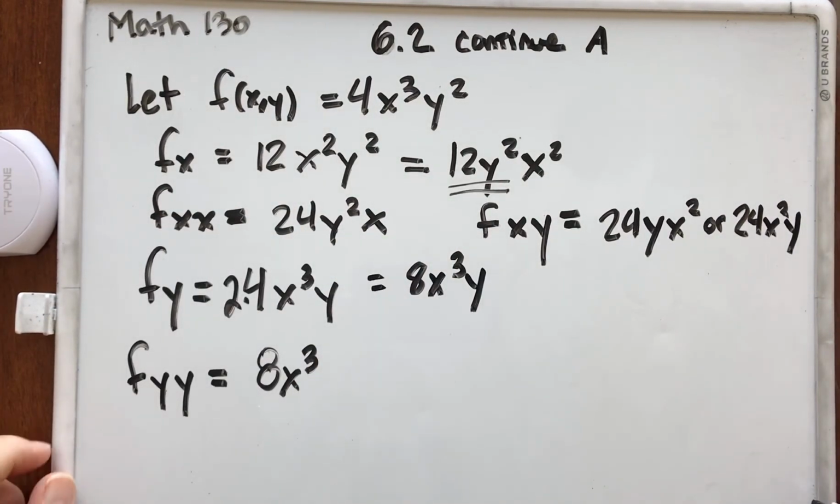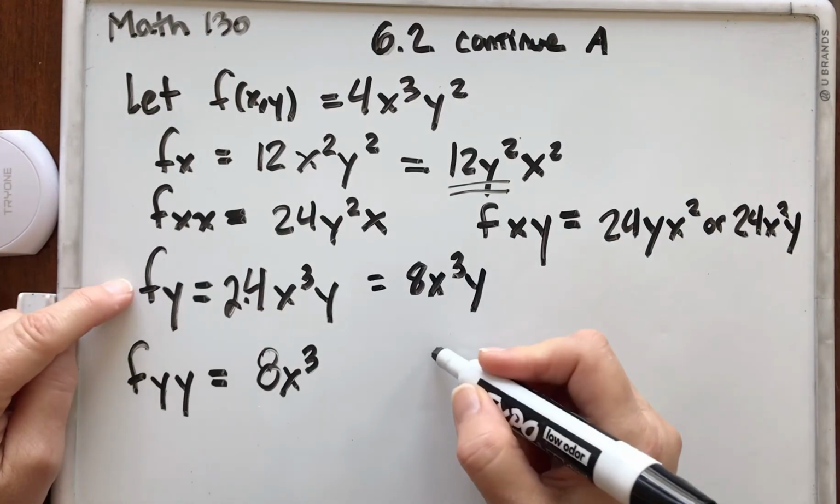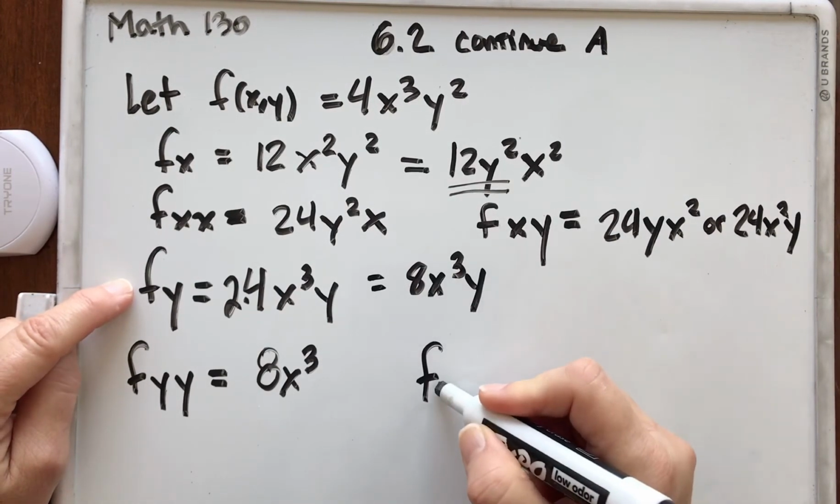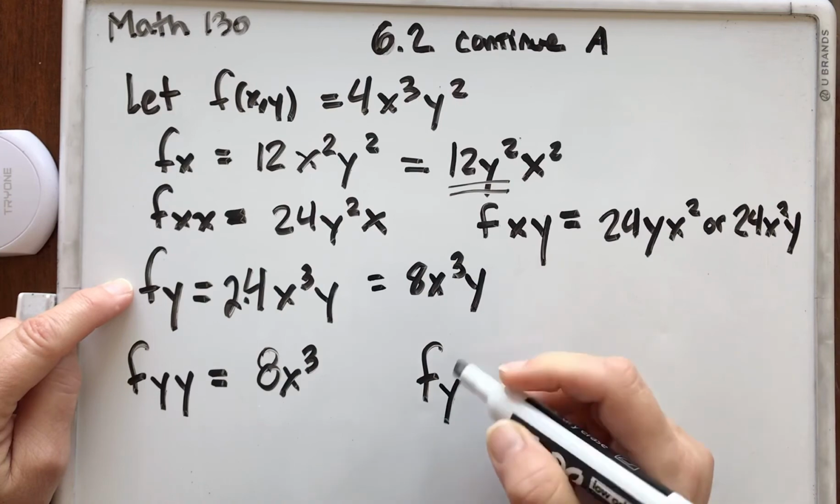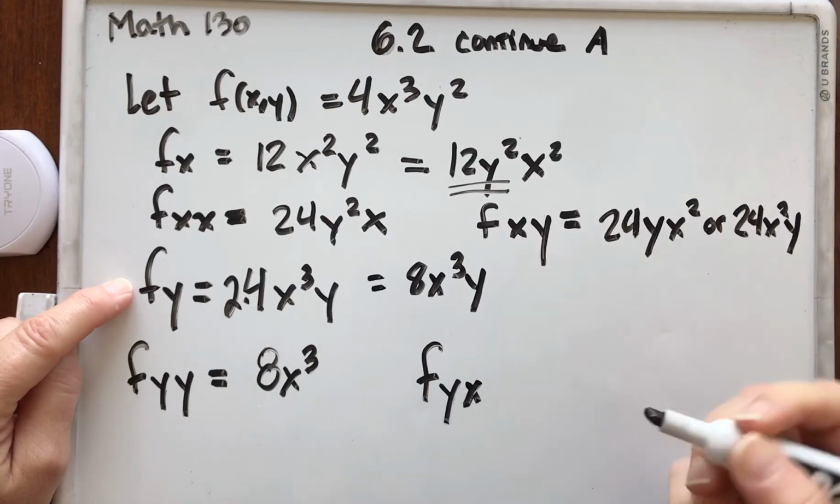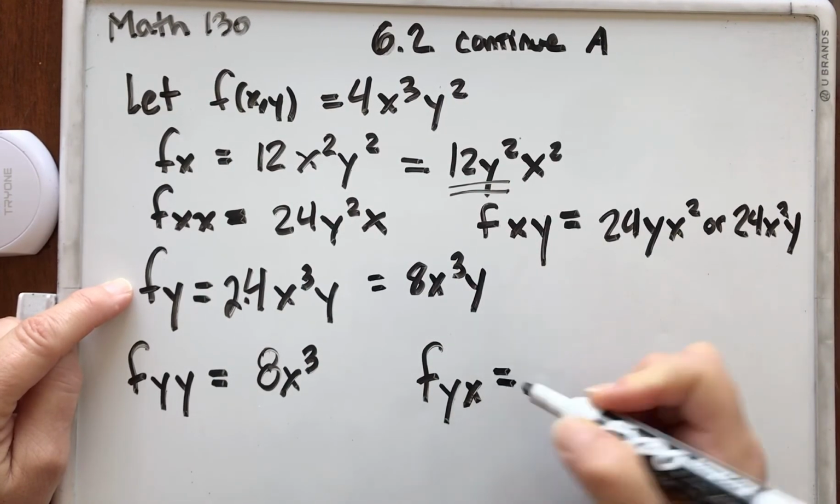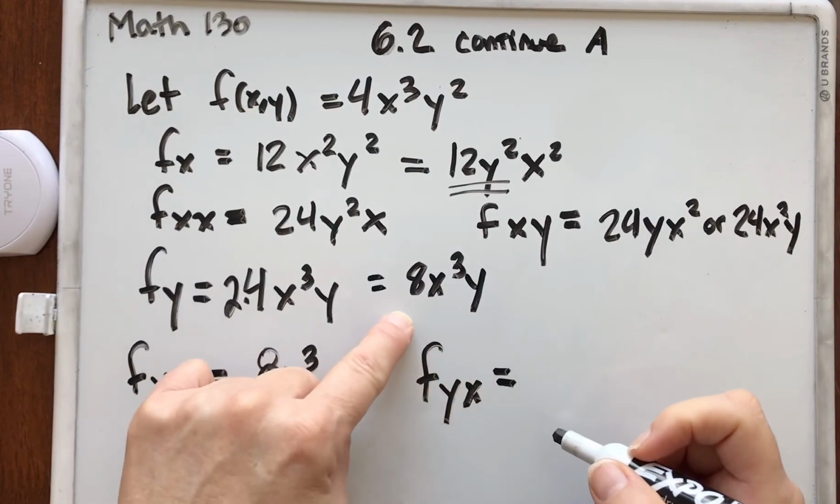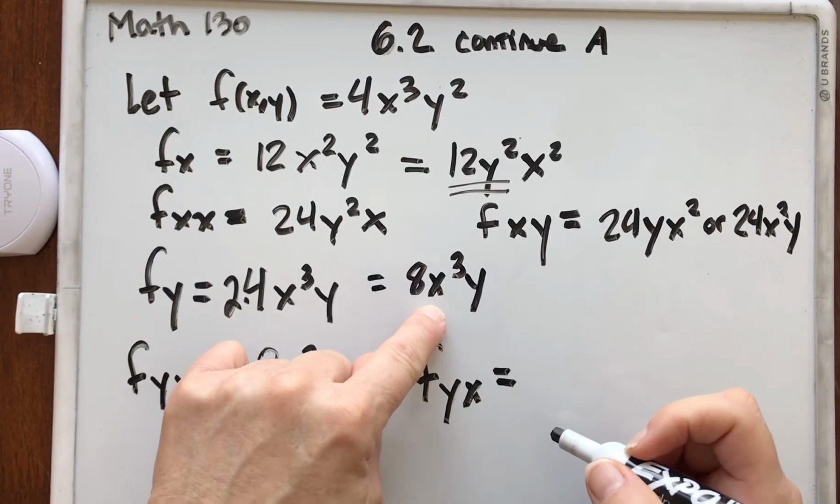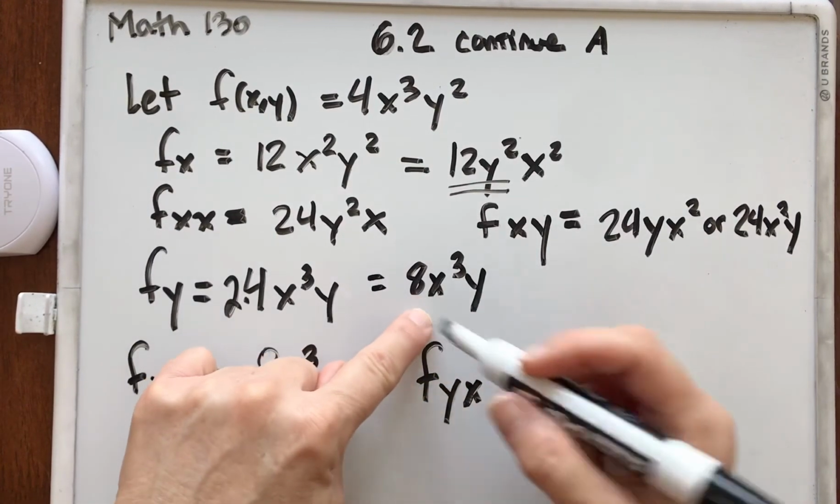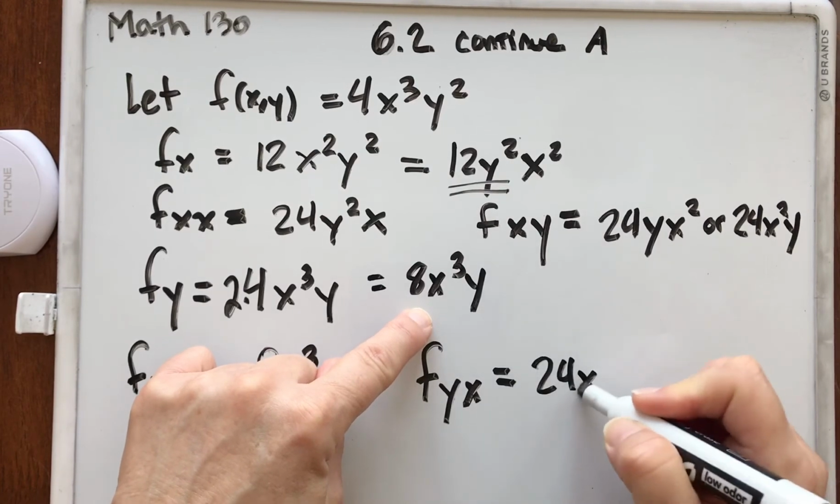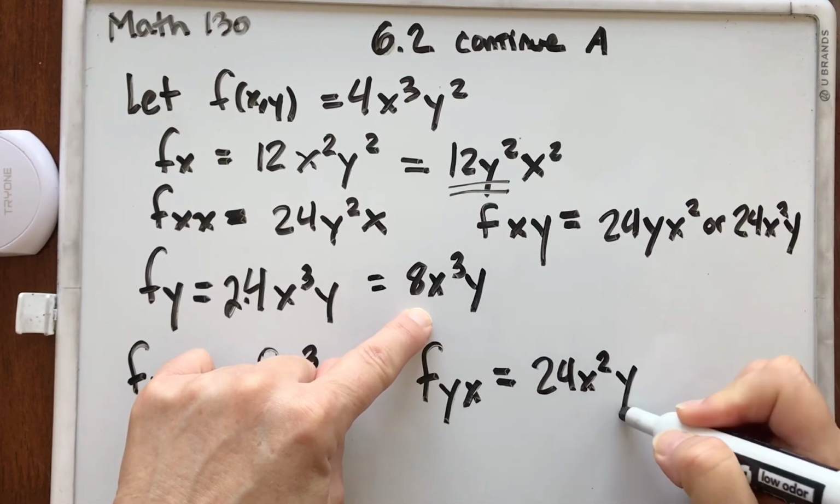All right, same thing over here. We can do f, we can do the y first, and then we can take the partial with respect to x. So we're dealing with this. Now x is the variable and y is the constant. So this becomes 24x squared y.